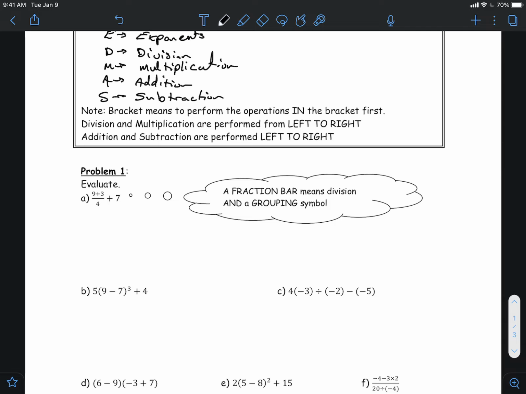So, what does everybody want to do first? We'll do problem one. The nice thing is, when you see, did it say it here? Oh yeah, it does. Okay, so in this bubble, it says a fraction bar means division and a grouping symbol.